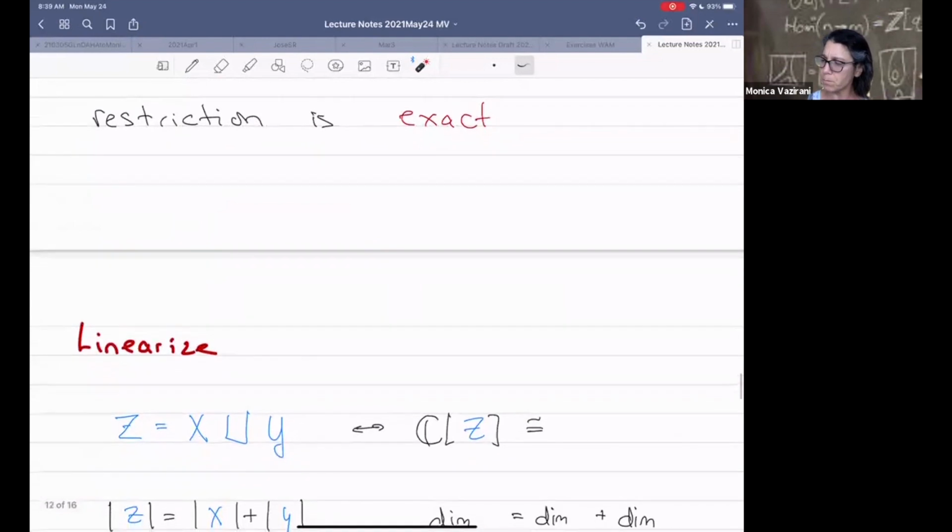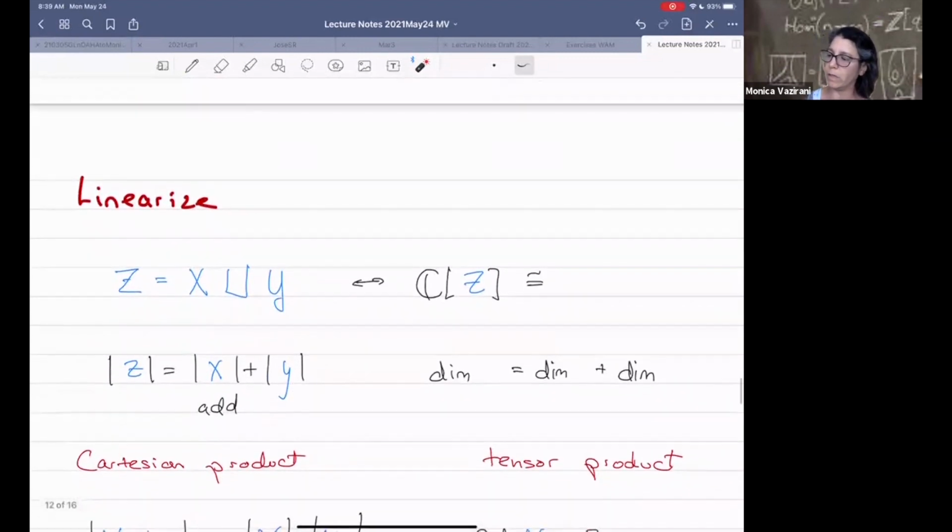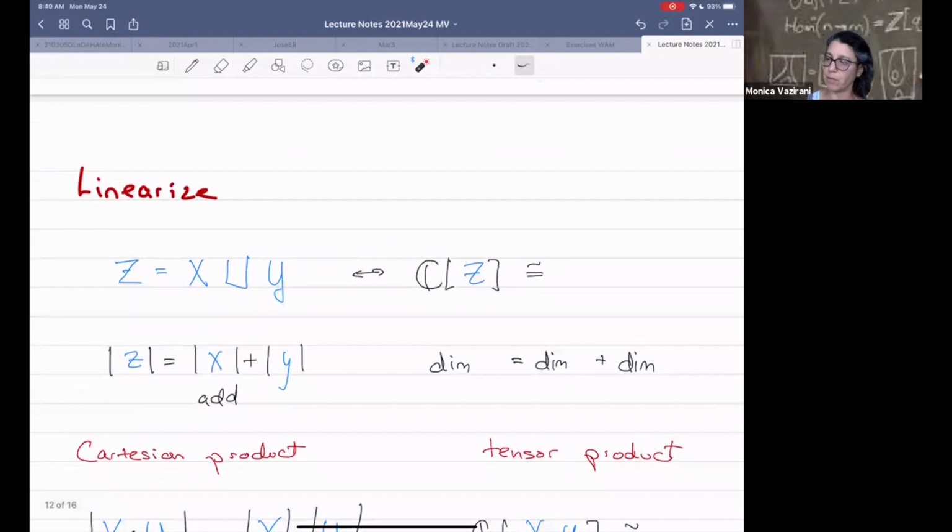All right. So having linearized, we already mentioned what happens when we linearize with respect to disjoint union, right? Cardinalities add for disjoint union, right? If we look at these vector spaces, what do we get?